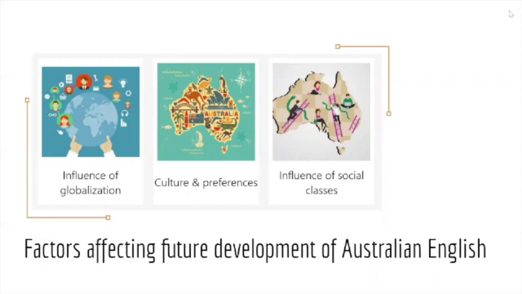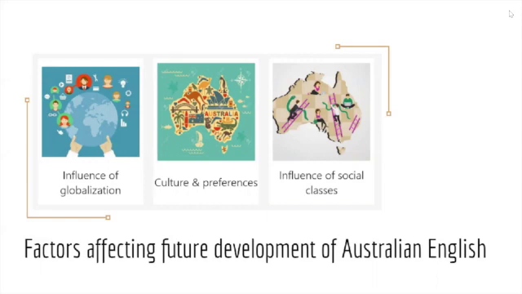The second factor would be the culture and preferences of Australians. Their culture and preferences on where they'd like to travel, their taste on choosing television shows would increase their exposure to the preferred culture and English accent. So they may tend to speak more similarly to the accent that they are often exposed to.